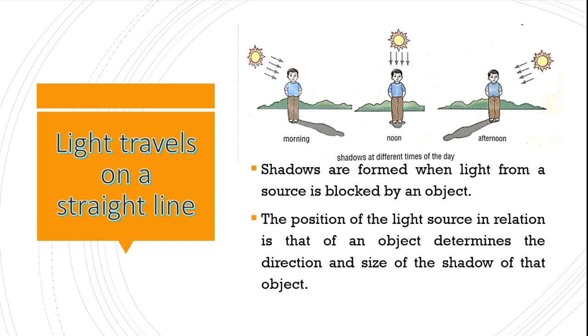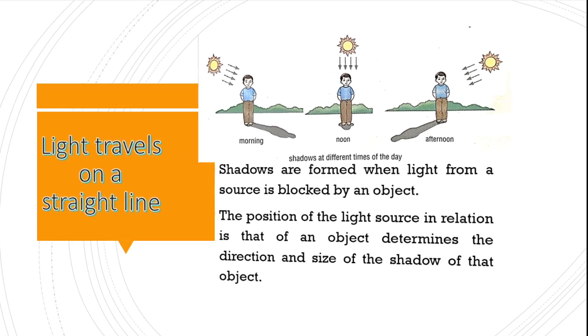Why did the boy's shadow change in size and direction? From the figure above, since the sun's rays travel in a straight line, blocking its path will form a shadow on the ground, opposite the direction that it comes from.